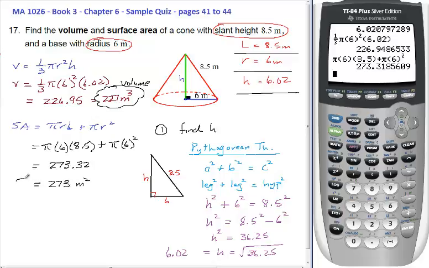But technically, if significant digits were asked, I would again have to go to the nearest 1 digit. So if you went with significant digits, you'd have to go to 300 square meters. Okay, so let's leave it at 273. So there's your answer for volume and surface area of a cone. That's number 17 on page 44.